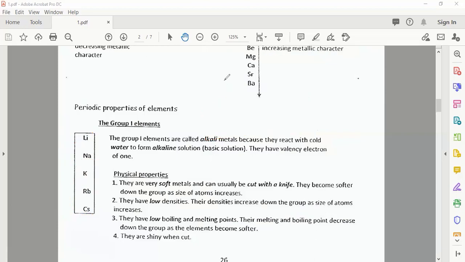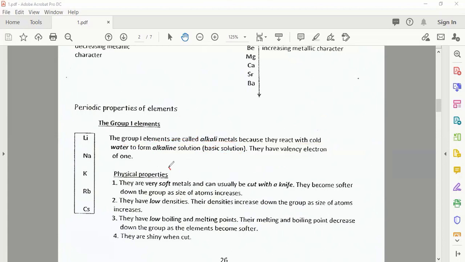No confusion. Okay. Now we will see group 1 metals alone. We will discuss the properties of group 1 metals. They are saying that the group 1 elements are called alkali metals. Why? Because when they react with cold water, they form an alkaline solution. Alkaline means a basic solution which has pH more than 7. So when group 1 metals react with cold water, they make a solution known as an alkaline or basic solution. Due to that, they are known as alkali metals.